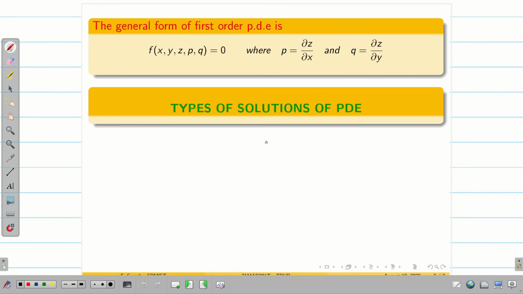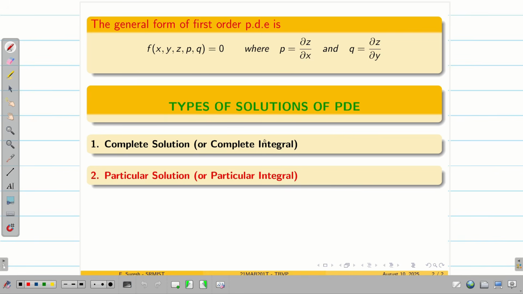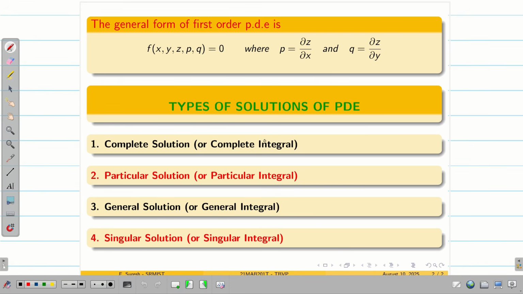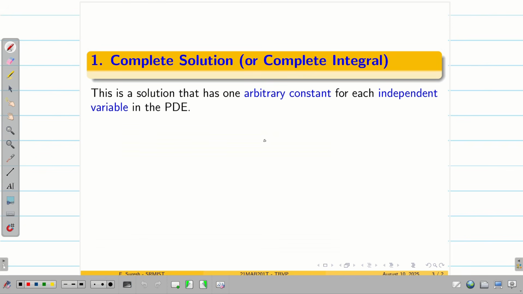We have 4 different kinds of solutions. The first one is complete solution, the second one is particular solution, the third one is general solution, and the fourth one is singular solution. Before going into the problem, we have to understand what is meant by complete, particular, general and singular solution. Informally, I will just give the idea. The solution that has an arbitrary constant for each independent variable.